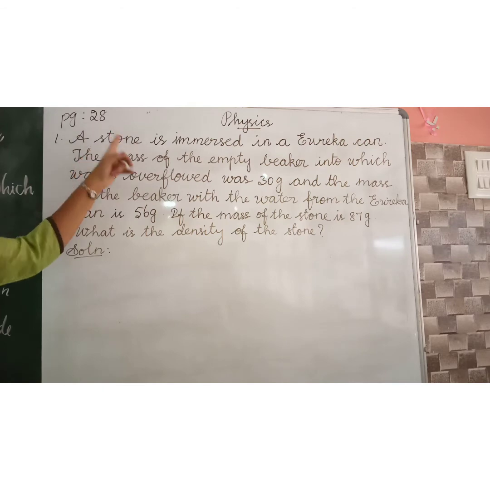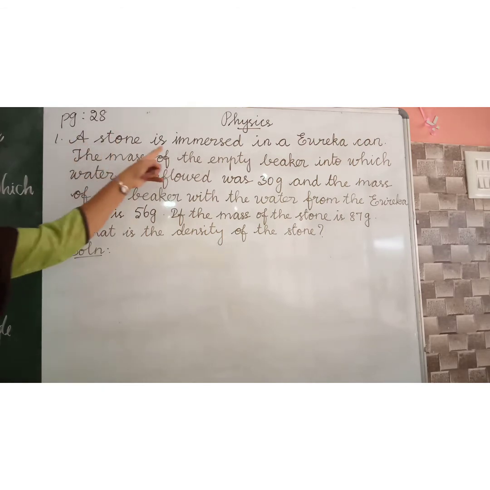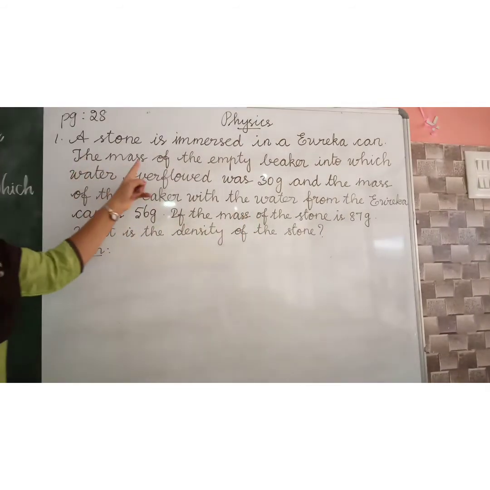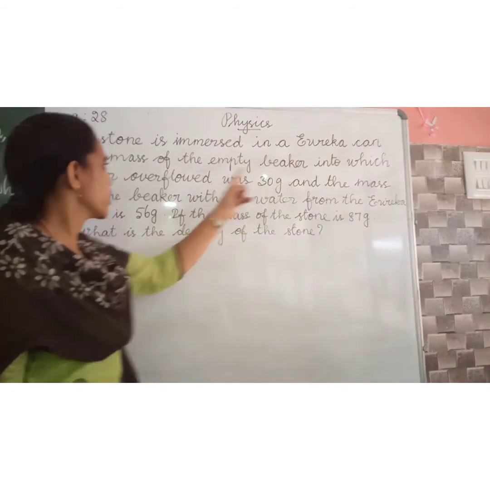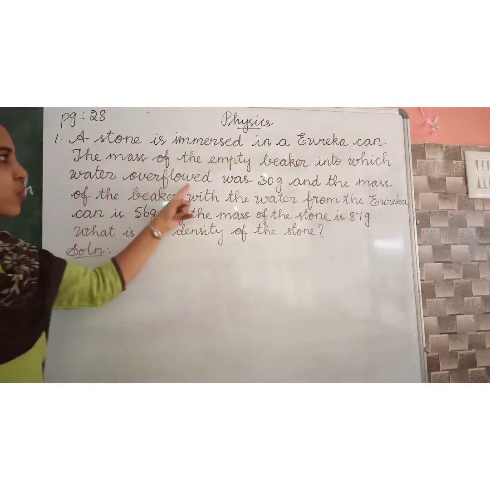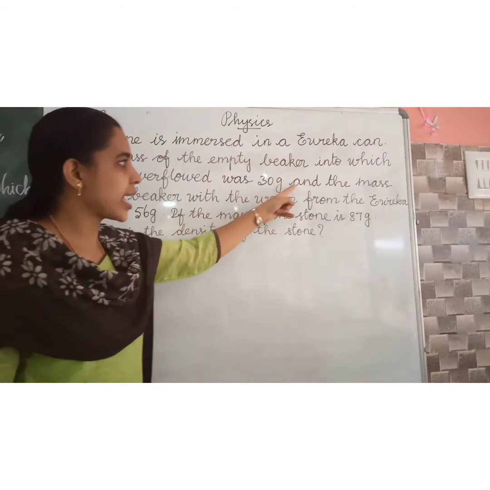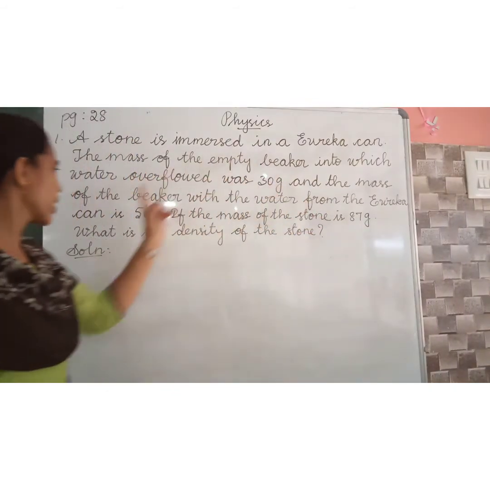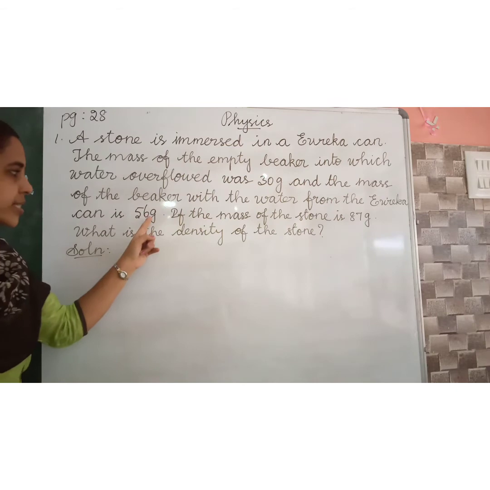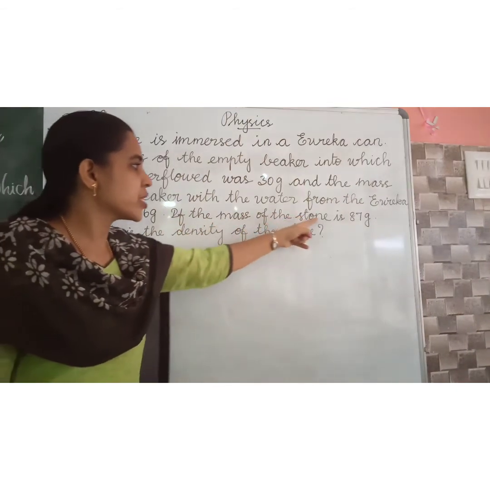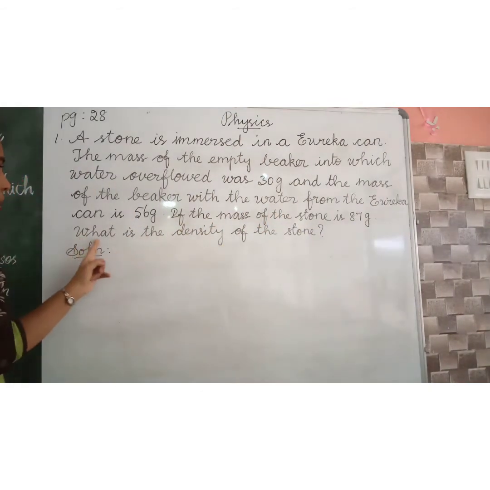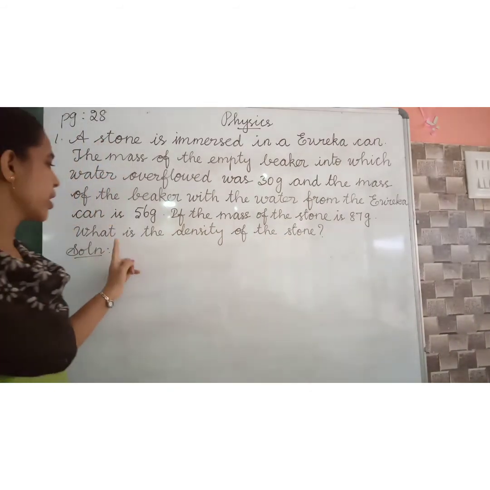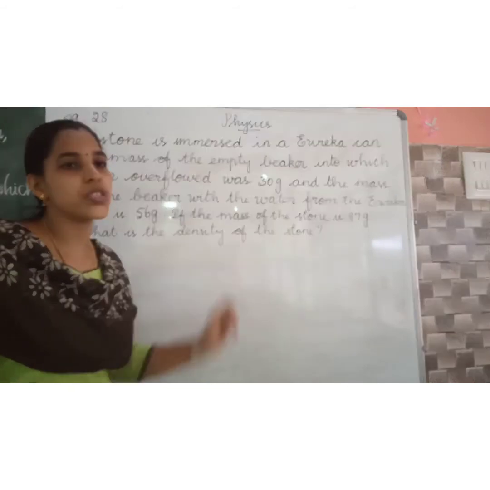From book page number 28, question: a stone is immersed in a Eureka can. The mass of the empty beaker into which water overflowed was 30 gram and the mass of the beaker with the water from the Eureka can is 56 gram. If the mass of the stone is 87 gram, what is the density of the stone? Now we should find the density of the stone.